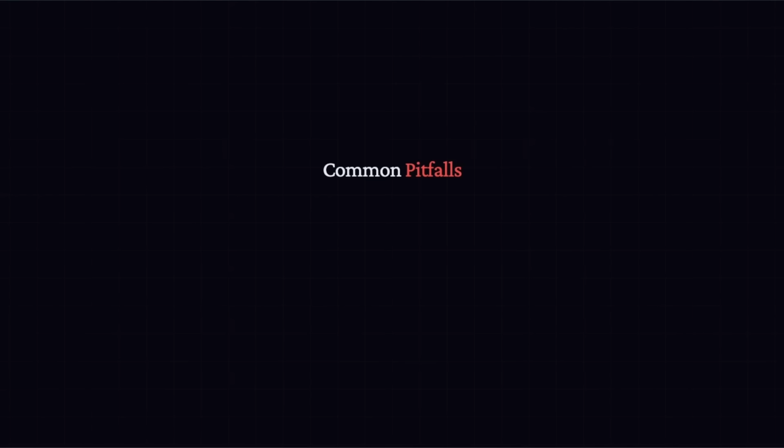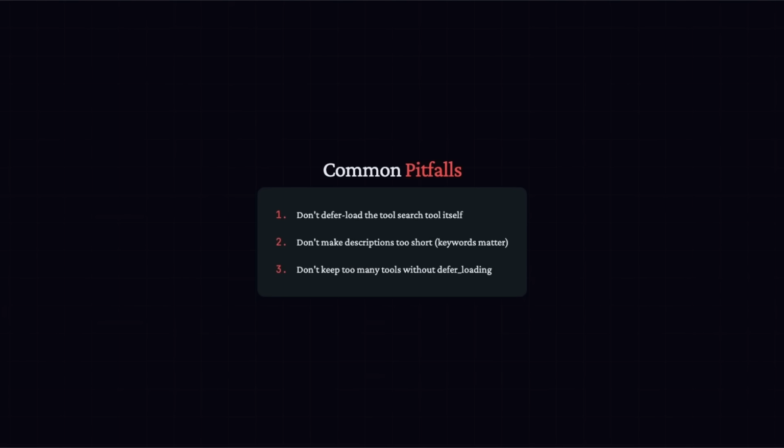Okay, so common pitfalls that you need to consider. The first one is don't defer load the tool search tool itself. This defeats the purpose. And don't make the description too short. Keywords matter for search, because something like get weather is worse than get current weather, forecast, or historical data. And third, don't keep too many tools without defer loading. If you defer load nothing, you get no benefit out of it at all.